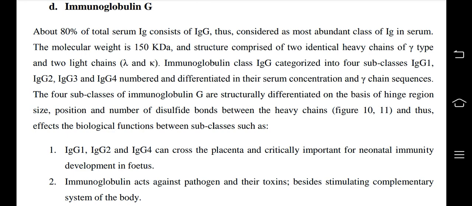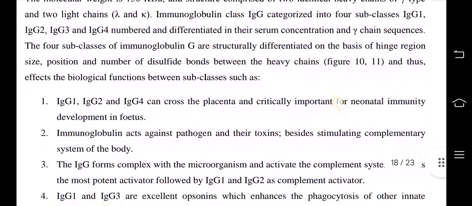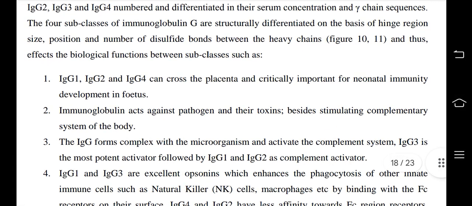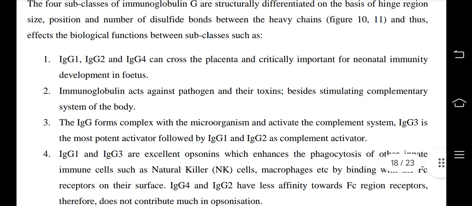The four subclasses of immunoglobulin G are structurally differentiated on the basis of hinge region size, position and number of disulfide bonds between the heavy chains, and thus affect biological functions between subclasses. IgG1, G3 and G4 can cross the placenta and are critically important for neonatal immunity development in the fetus. Immunoglobulin G acts against pathogens and their toxins besides stimulating the complement system of the body.